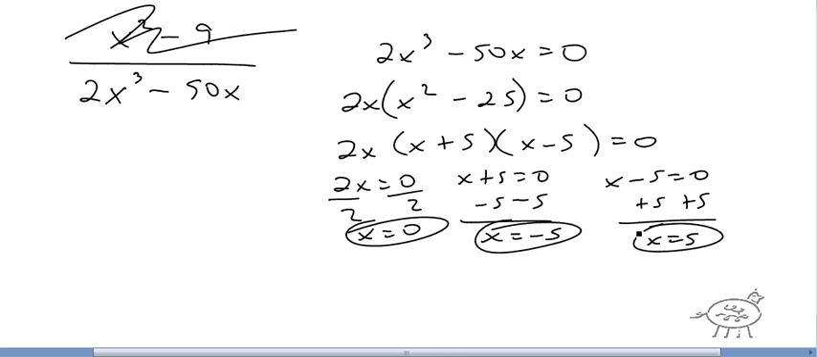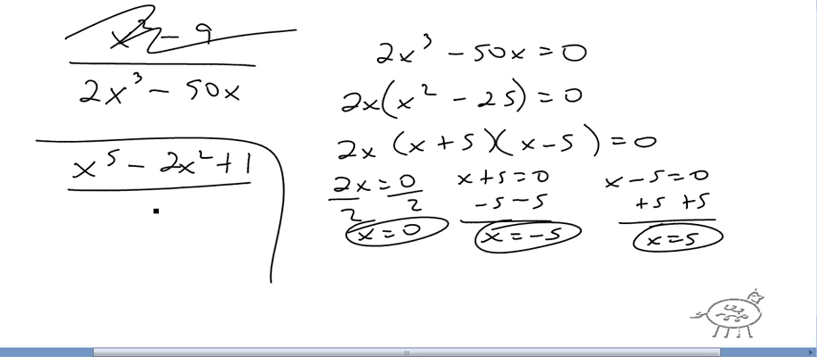And then here's just a real basic one. What about this one? x to the 5th minus 2x squared plus 1 over 3x. That's pretty easy. 3x equals 0. Divide by 3, x equals 0. That's pretty easy. Okay? So that's the first type of problem that you're going to see. Where is it undefined?